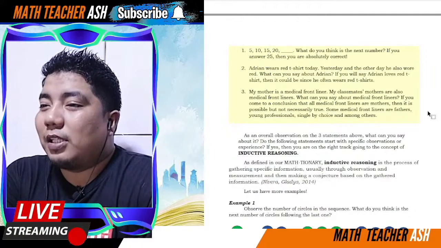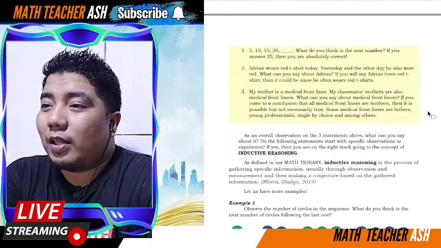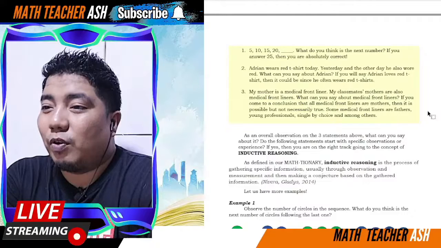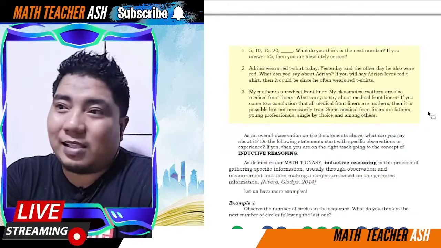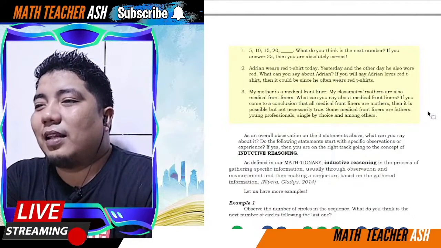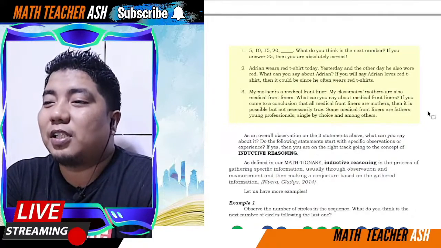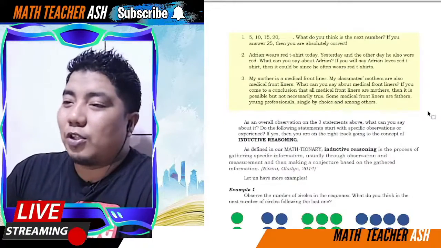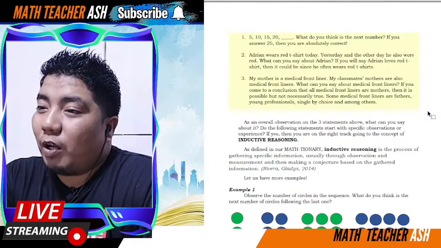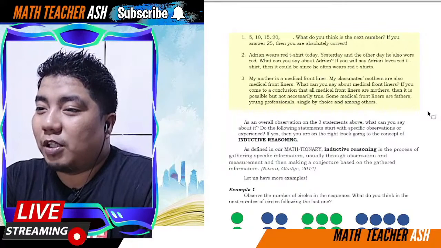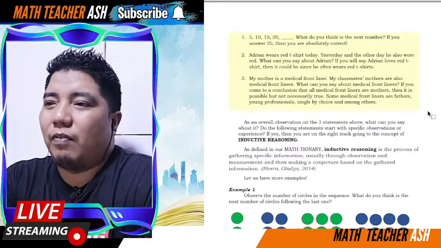All right. My mother is a medical frontliner. My classmates' mothers are also medical frontliners. What can you say about medical frontliners? If you come to a conclusion that the medical frontliners are mothers, then it is possible but not necessarily true. Yeah. Hindi lahat ng mothers ay frontliners. Some medical frontliners are fathers, young professionals, singles by choice, and among others. Okay. So as an overall observation on the three statements, what can you say about it? Do the following statements start with a specific observation? If yes, then you are on the right track of going to the concept of inductive reasoning.